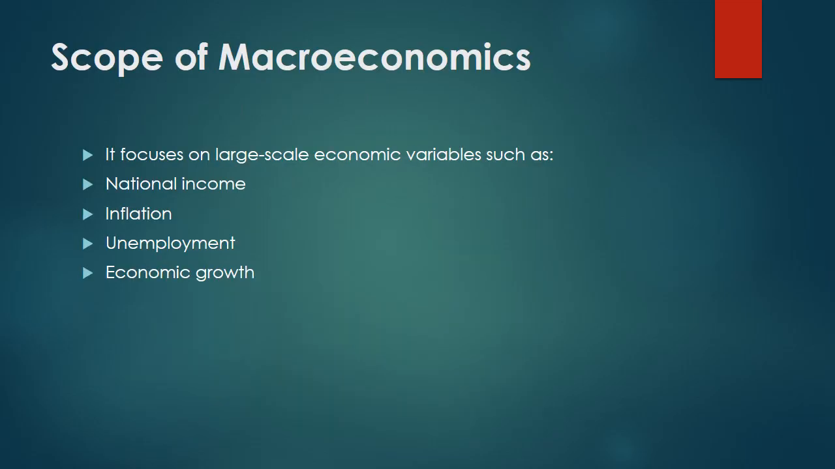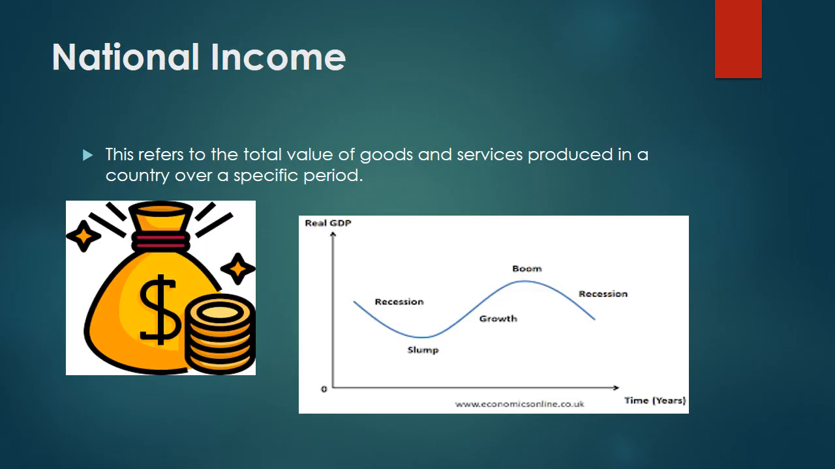Let's now look at the scope of macroeconomics. It focuses on large-scale economic variables such as national income, inflation, unemployment, and economic growth. This is the scope of macroeconomics. We will start by looking at national income. National income refers to the total value of goods and services produced in a country over a specific period of time.